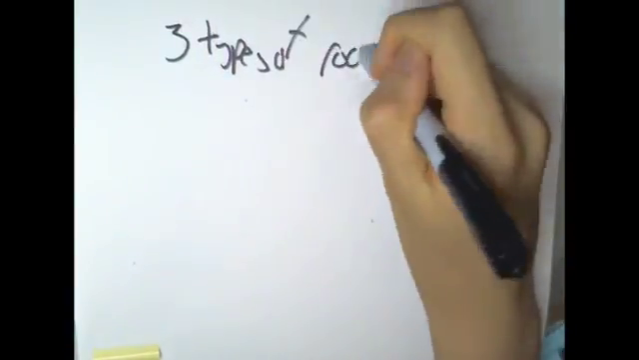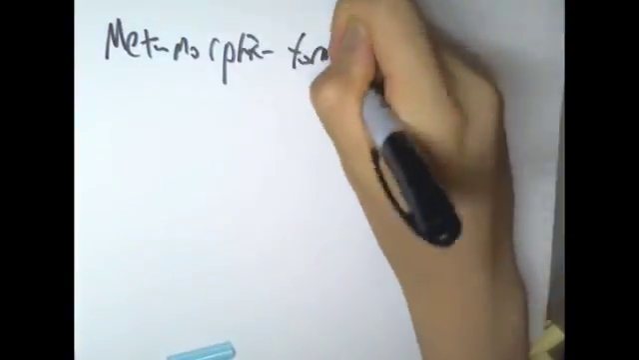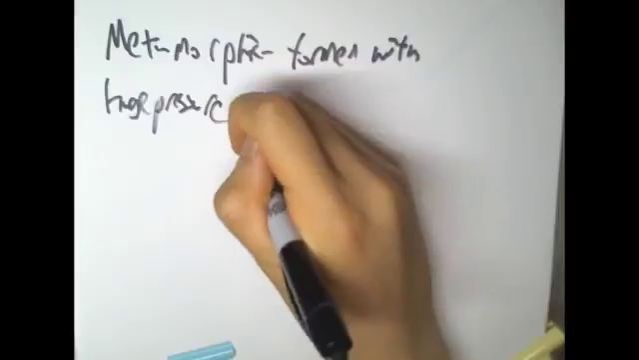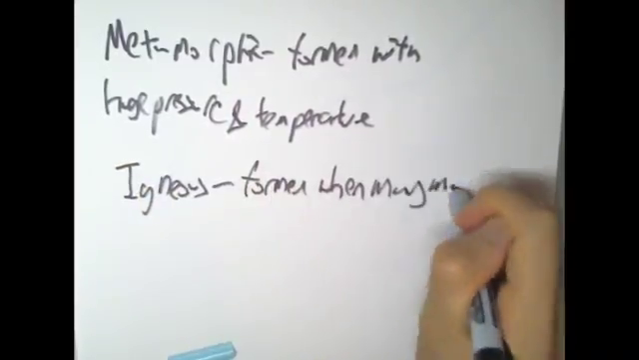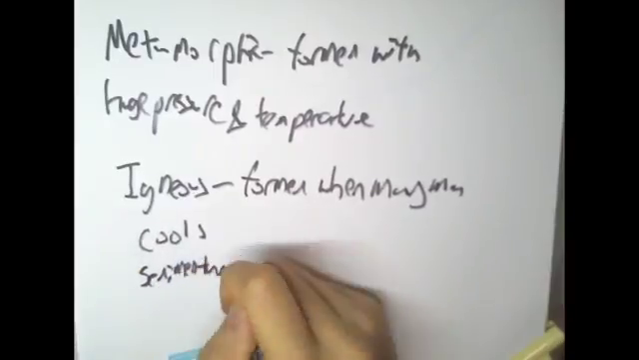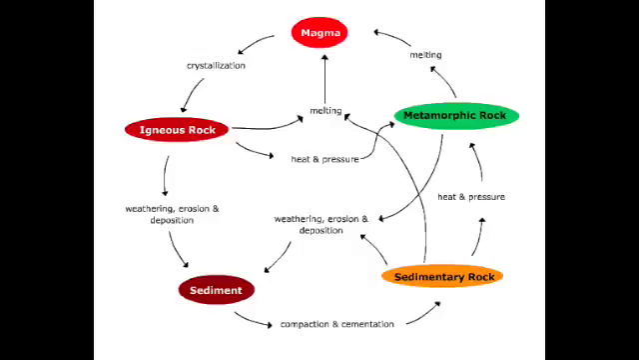There are three different types of rocks: metamorphic, igneous, and sedimentary. Metamorphic rocks form under high heat and pressure. Igneous rocks form when magma cools, either above or below the surface. Sedimentary rocks form when sediment comes together. This is a good graph that roughly shows how rocks are created.